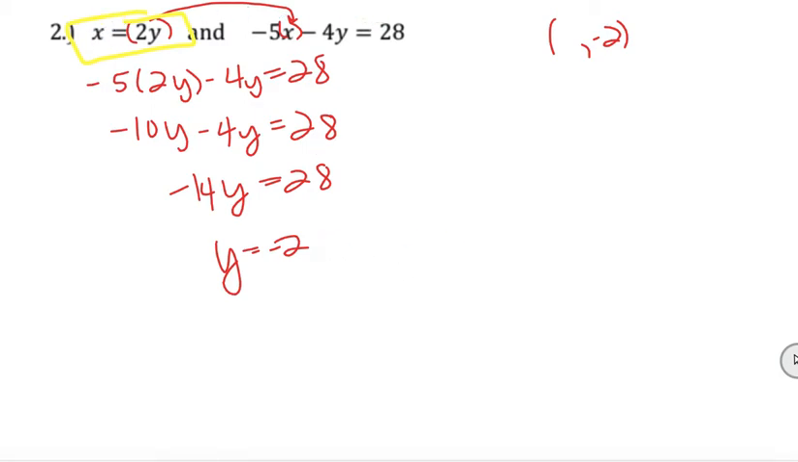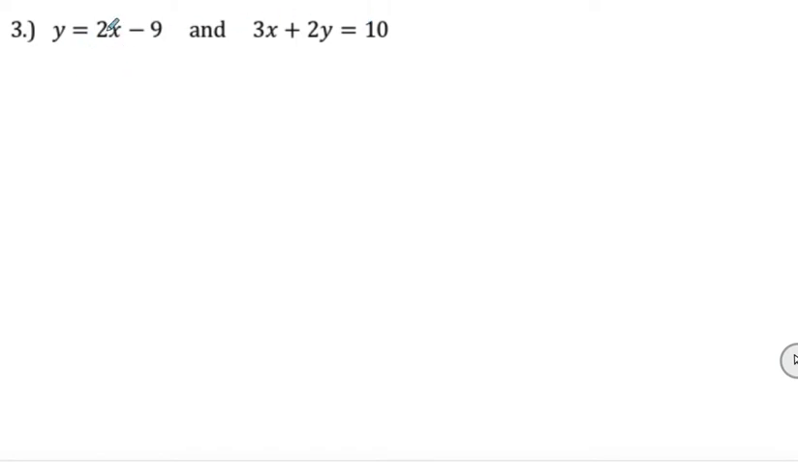But this x is already by itself, so it's going to be a quick and easy plug in. So I'm going to take this and plug it in for y right here. And so I'm going to get x equals 2 times negative 2. And now I know that x is negative 4. Let's look at example 3.